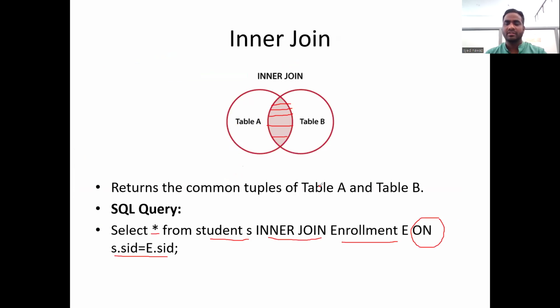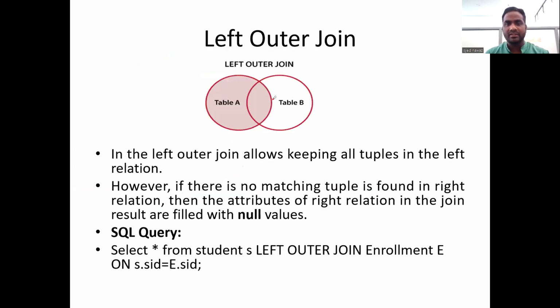Next, left outer join. Left outer join will return the common tuples. In addition to the common tuples, it will return the tuples present in the left side of your relation. And if there is no matching record found for this left side tuple, those values will be replaced with null.